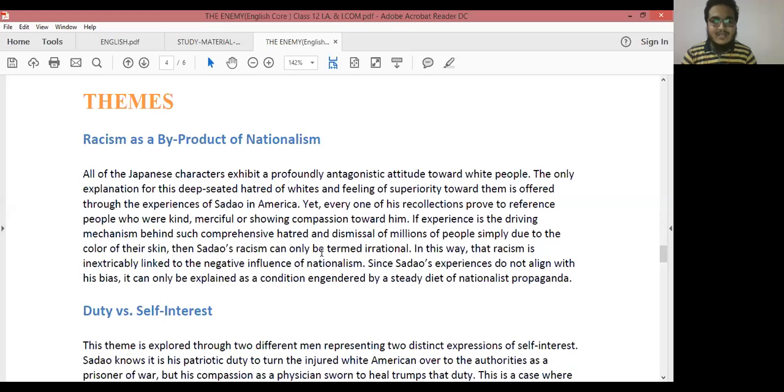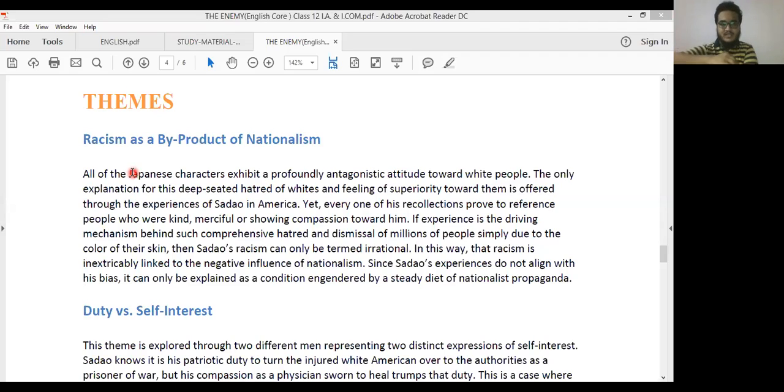These are the characters. So after discussing the characters, we are again back with the discussion of the theme points. All of the Japanese characters exhibit a profoundly antagonistic attitude toward white people.